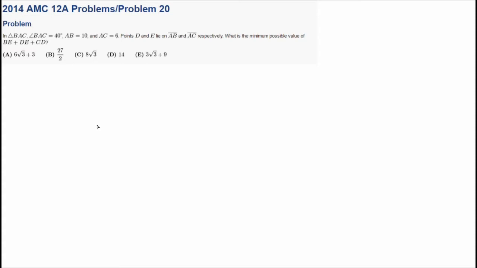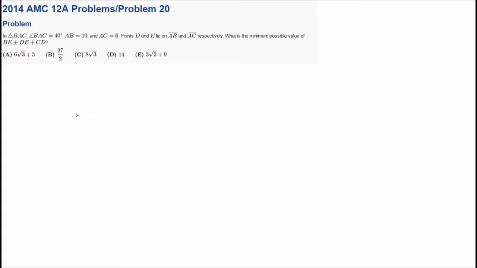Today we're going to be doing 2014 AMC 12A problem 20. It's a geometry problem. Pause it if you need to, read the question, and without further ado, I'm going on to the solution. So the triangle BAC, with the angle BAC equals 40, AB is 10, AC equals 6.